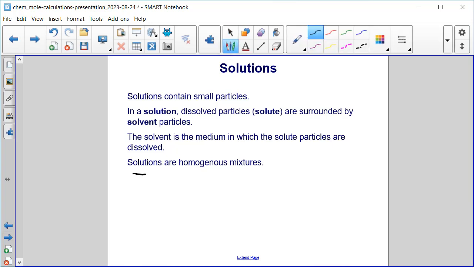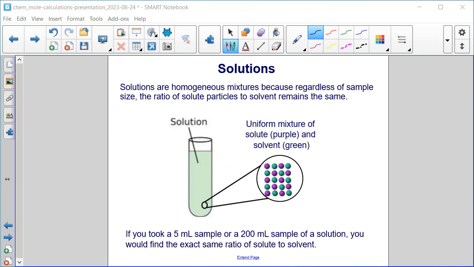Solutions are homogeneous mixtures. Solutions are homogeneous mixtures because, regardless of the sample size, the ratio of solute particles to solvent particles remains the same. So in this solution, whether I take this whole thing or this little snapshot, it's a uniform mixture of the solute particles shown in purple and solvent particles shown in green. If you took a 5 milliliter sample or a 200 milliliter sample of a solution, you would find the exact same ratio of solute to solvent.